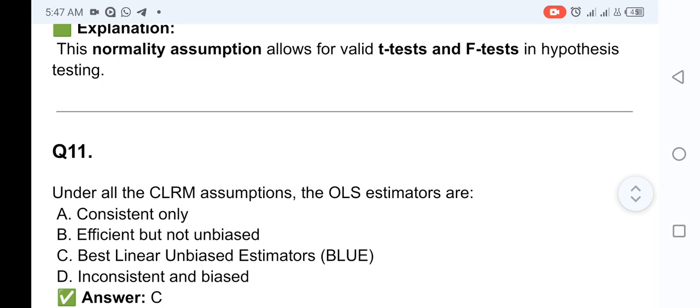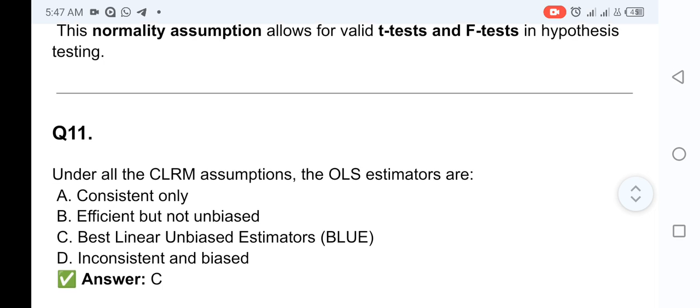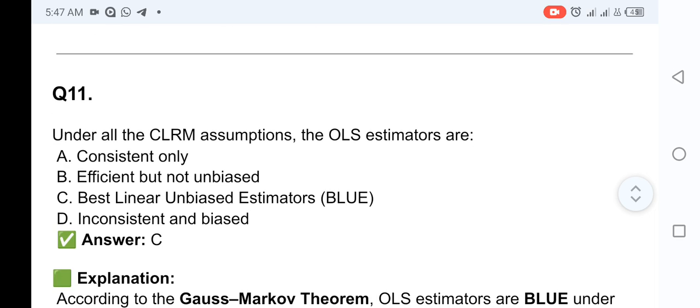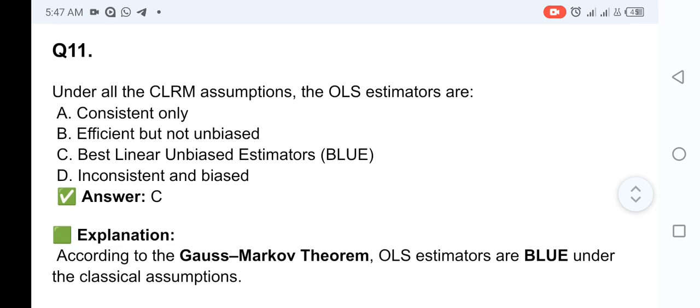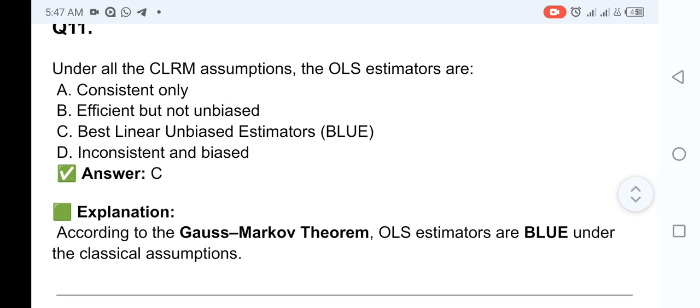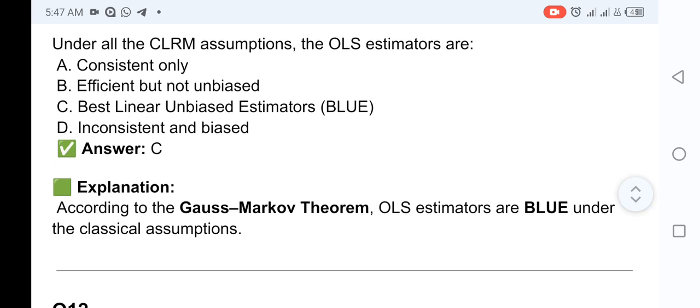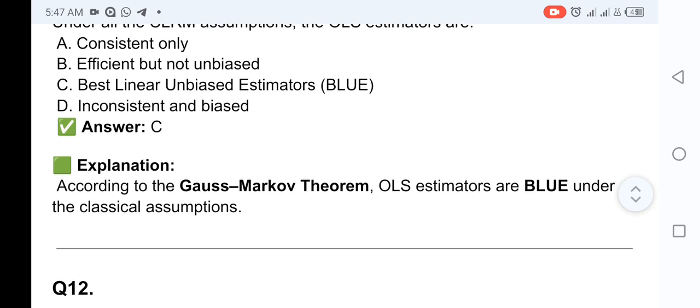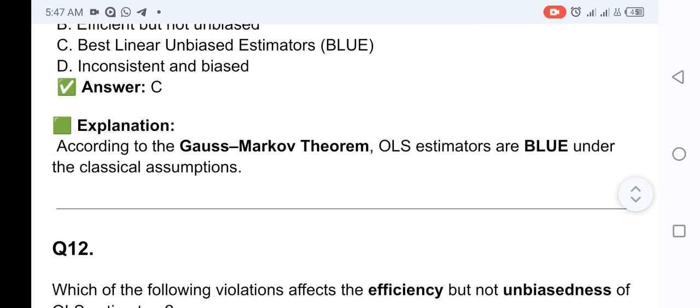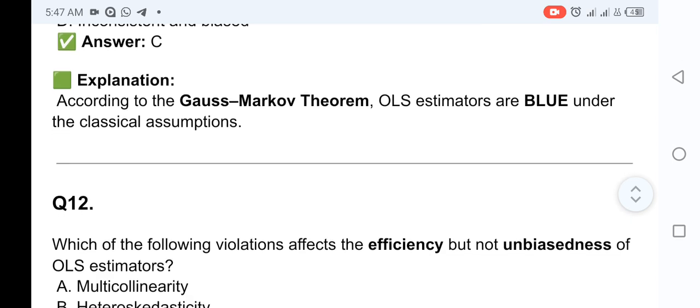Q11. Under all the CLRM assumptions, the OLS estimators are: A. Consistent only. B. Efficient but not unbiased. C. Best linear unbiased estimators, BLUE. D. Inconsistent and biased. Answer: C. Explanation: According to the Gauss-Markov theorem, OLS estimators are BLUE under the classical assumptions.